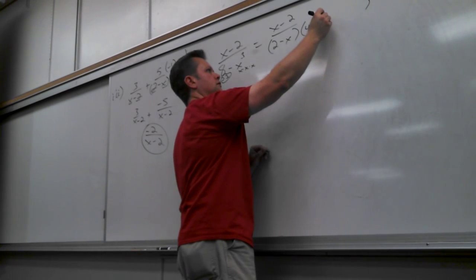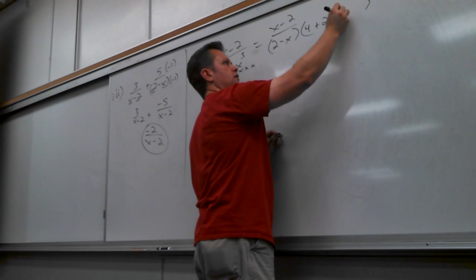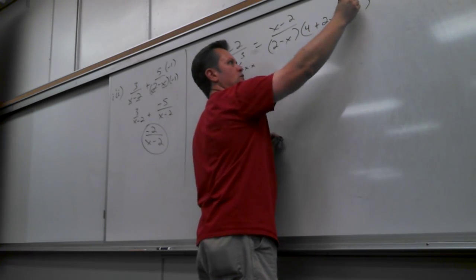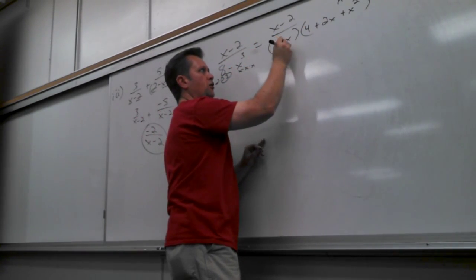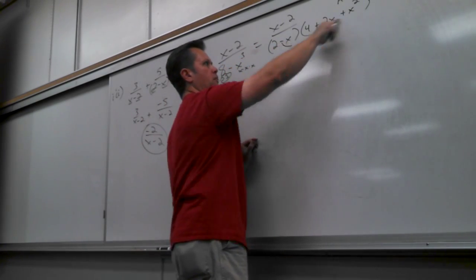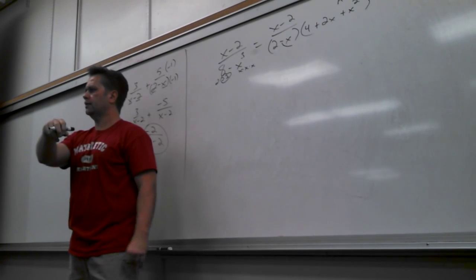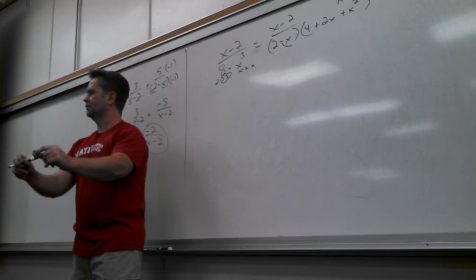Plus 2x? No. Always positive. Plus x squared. Why is that one always positive? Because this one already has the sign it wants. If I made that negative, then it would come up positive. Oh, it's supposed to be negative. So that's why the last sign is always positive, because the middle sign sets that sign.